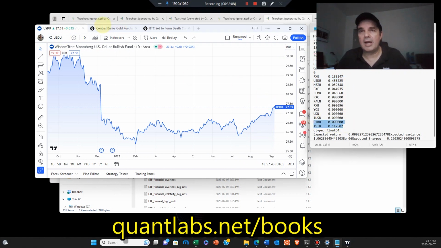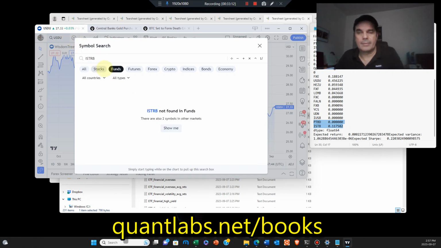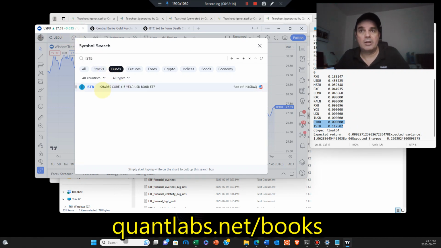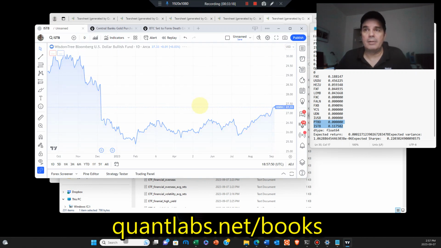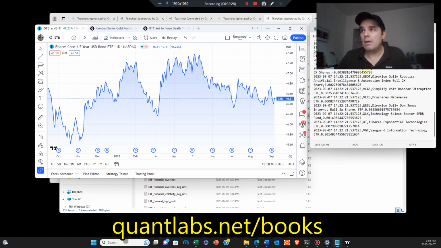This one will also look at ISTB. ISTB is right here. Core 1 to 5 USD bond. Okay, going down, not looking good there. All right, so that's the financial currency. Let's look at the commodity metal.